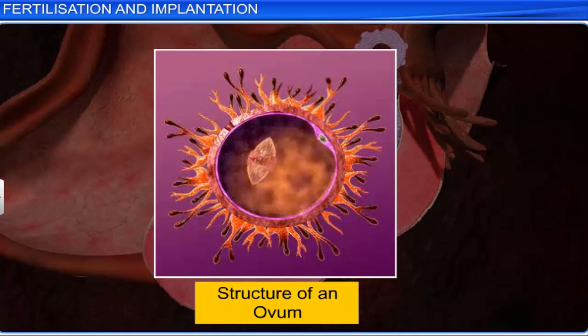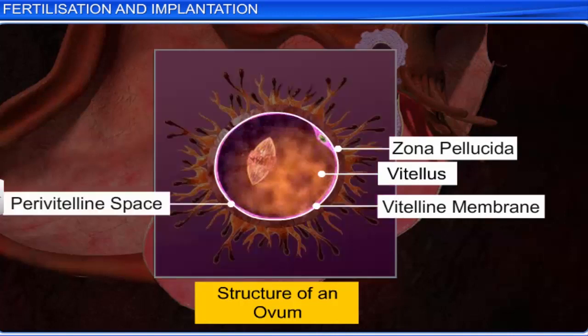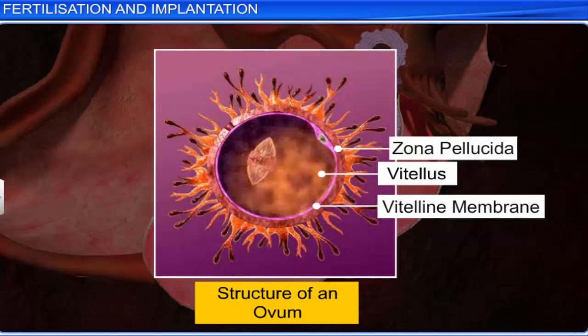Studies have shown that the ovum is filled with cytoplasm called the yolk or vitellus, surrounded by a membrane called the vitelline membrane. The vitelline membrane is ensconced in another membrane called zona pellucida. However, there is some space between the zona pellucida and the vitelline membrane, which is called the perivitelline space. Surrounding the zona pellucida is a layer of granulosa cells called the cells of corona radiata.